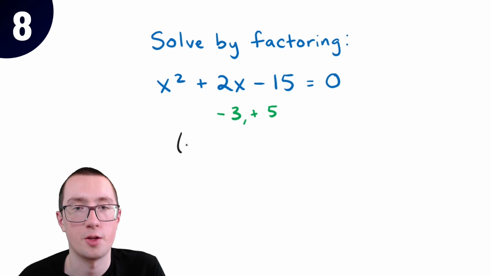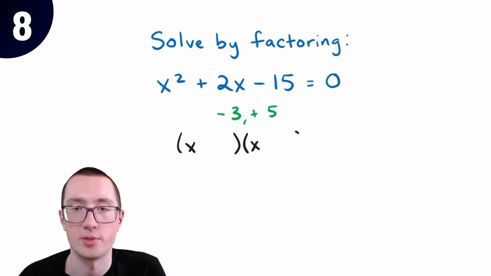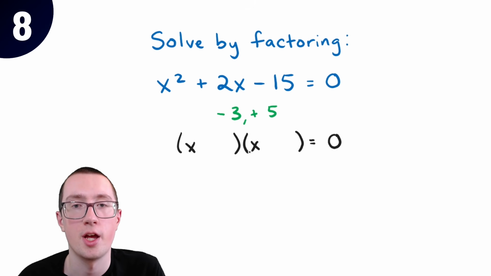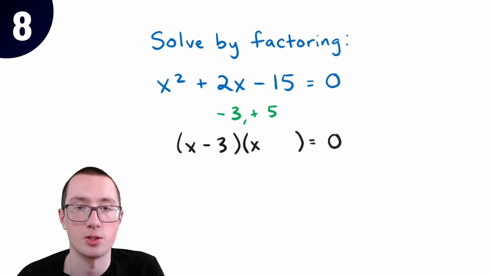So let's go ahead and do that. We're going to go ahead and set up our parentheses here, right? We're going to have x plus or minus something times x plus or minus something. It's still going to equal 0, just like in the equation. And now we're just going to plug in our two magic numbers. So the first parentheses are going to be x minus 3. The second set is going to be x plus 5.